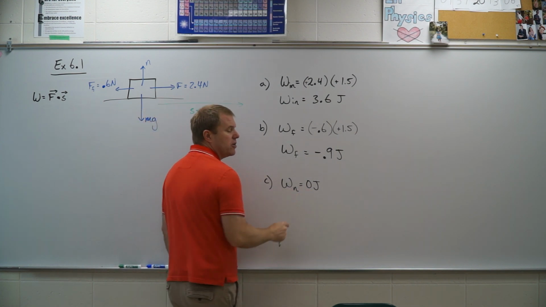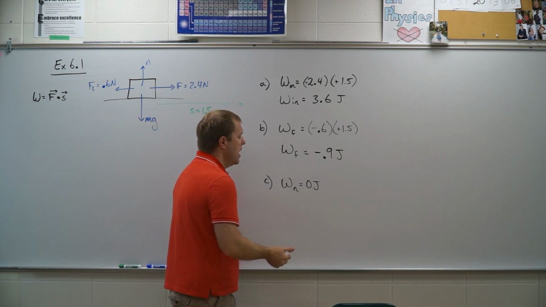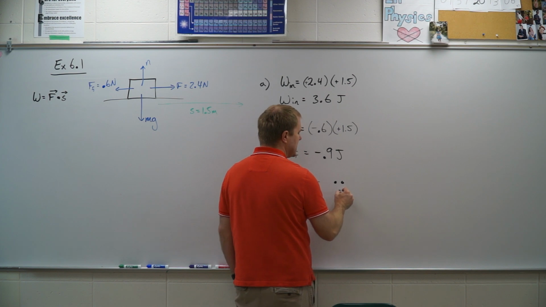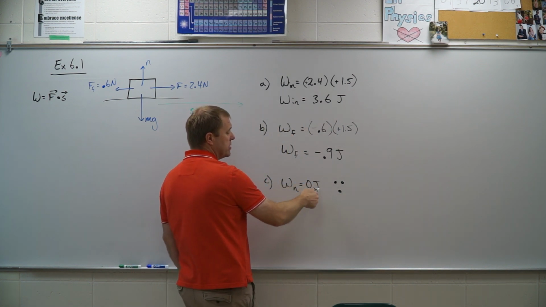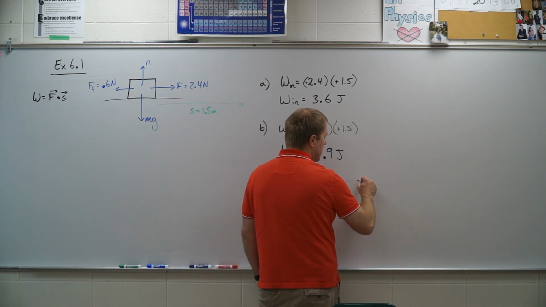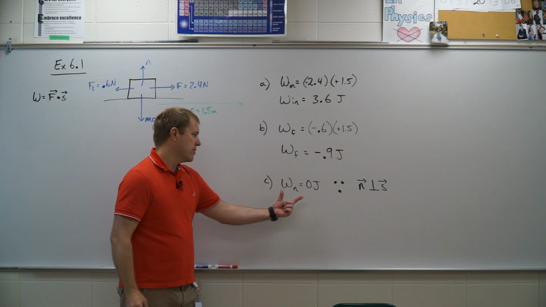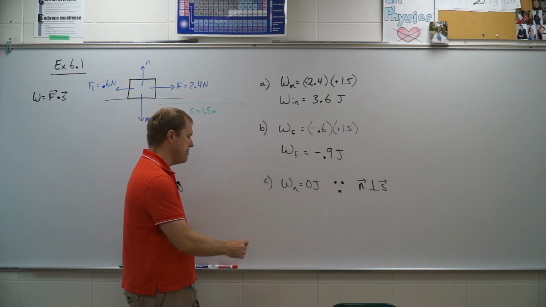Now I want you to get in a habit. Whenever you're going to write 0 joules, don't just leave it like that. Tell me why. You're going to say something like because. If you use 3 dots like this, it means because. So the work done by the normal force is 0 joules because the normal force is perpendicular to the displacement. Whenever I see that 0 joules, I want to see that because statement.